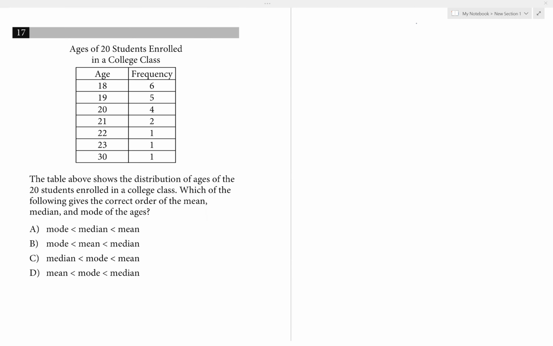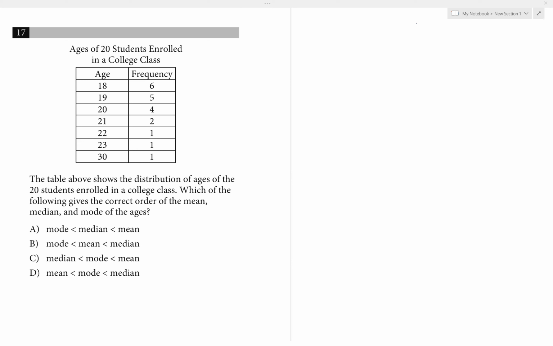All right, number 17. The table above shows the distribution of ages of the 20 students enrolled in the college class. Which of the following gives the correct order of the mean, median, and the mode of the ages?